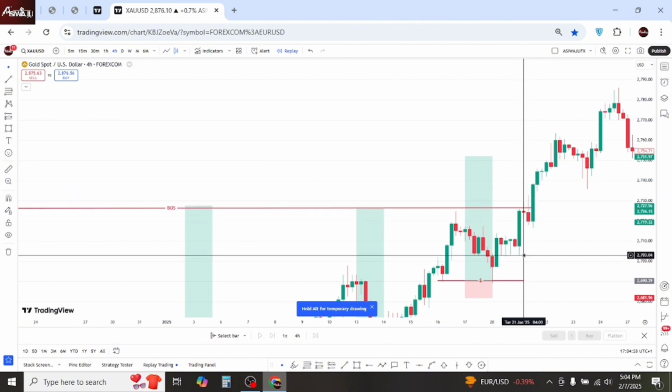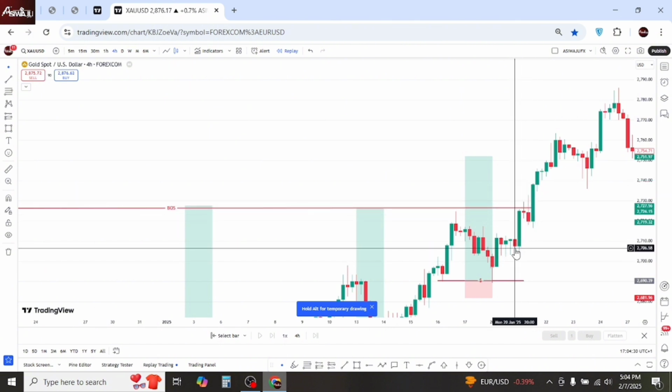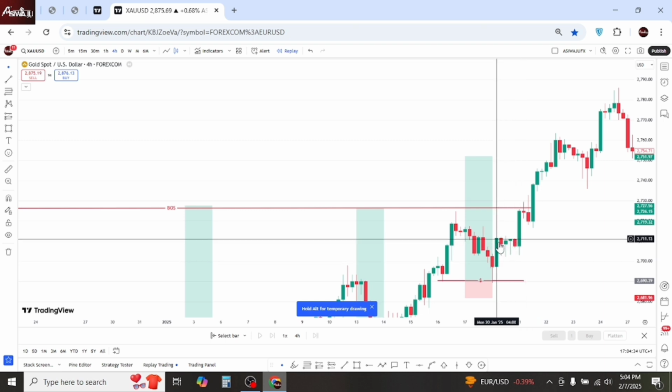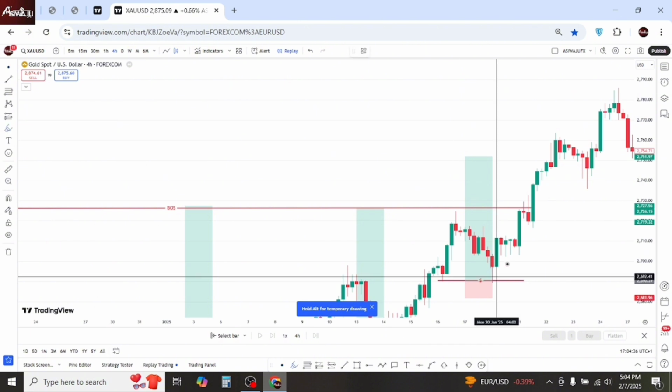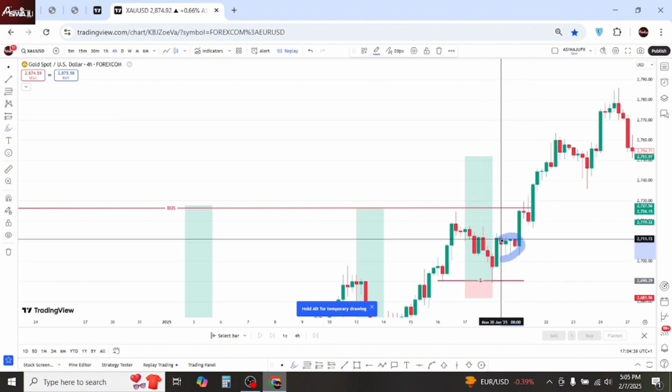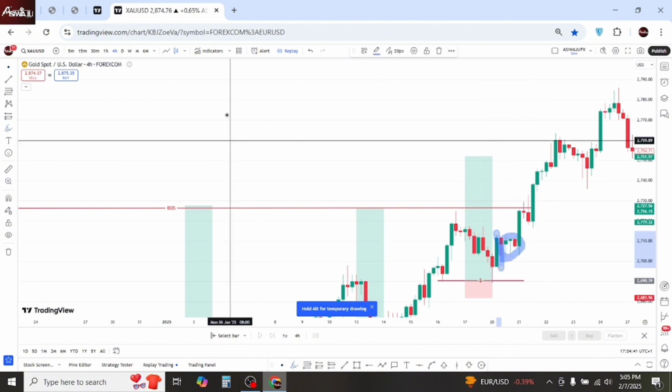And this candle, even despite taking out this previous candle low, is not a valid pullback, because all these candles you see here are all inside bars. They are all inside bars. Everything that happens here is an inside bar to this major momentum candle. So I hope you understand.